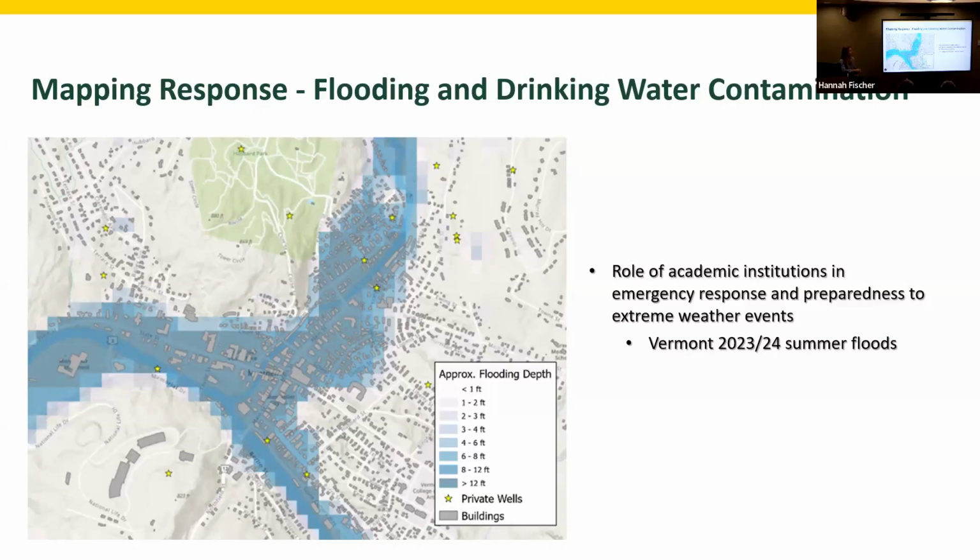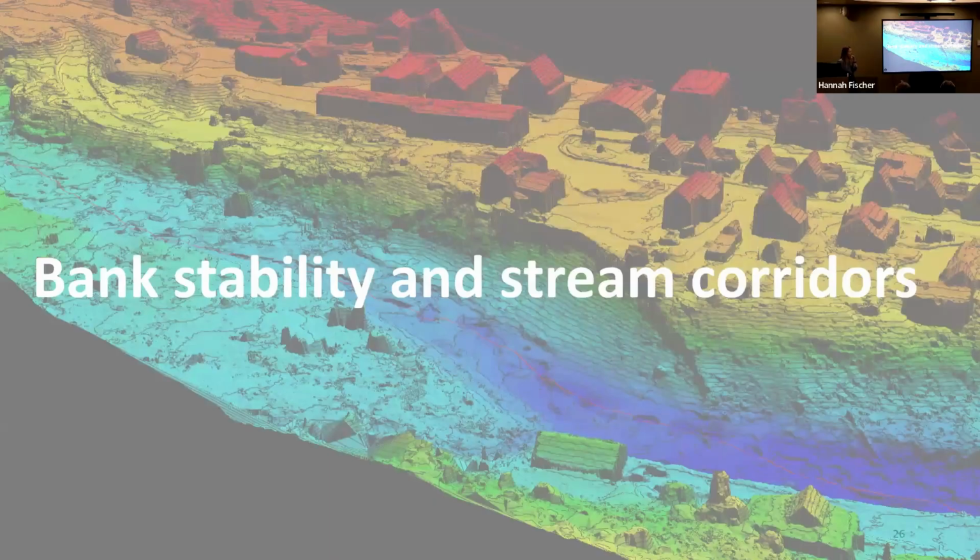We were able to then provide this information back to the Vermont Department of Health within the week of all of this happening, which again was really key when they're totally underwater with just trying to figure out and run testing kits. We were able to provide some resource there. And so we're finally getting to publishing a paper on this, but it takes a while. We also can look at bank stability and stream corridors.